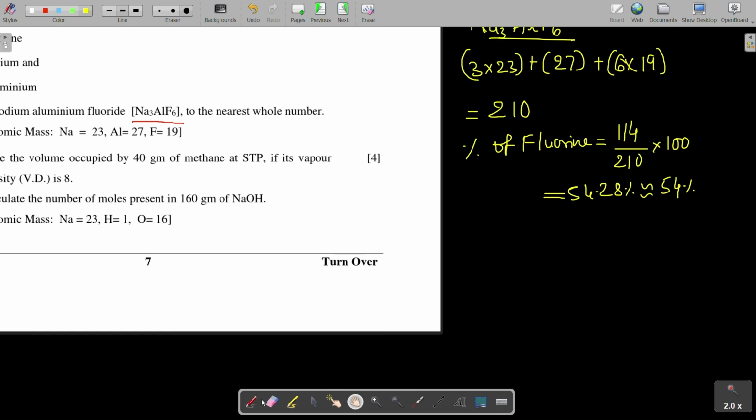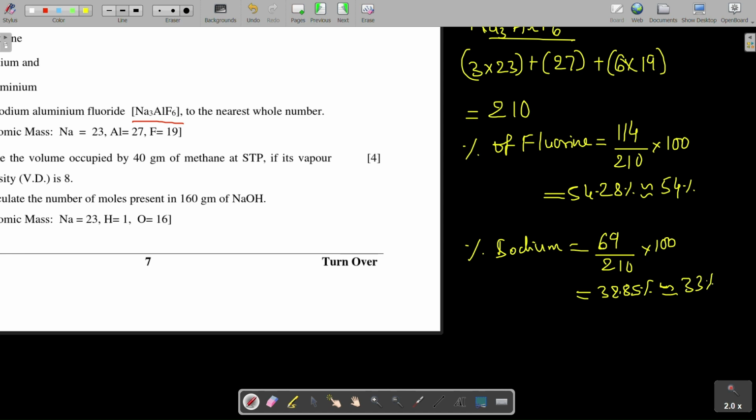Okay, so then the percentage of sodium. Sodium is 23 into 3, so you will get 69 by 210 into 100. So if you do this, you will get approximately 32.85%. Round it off, you will get around 33%.